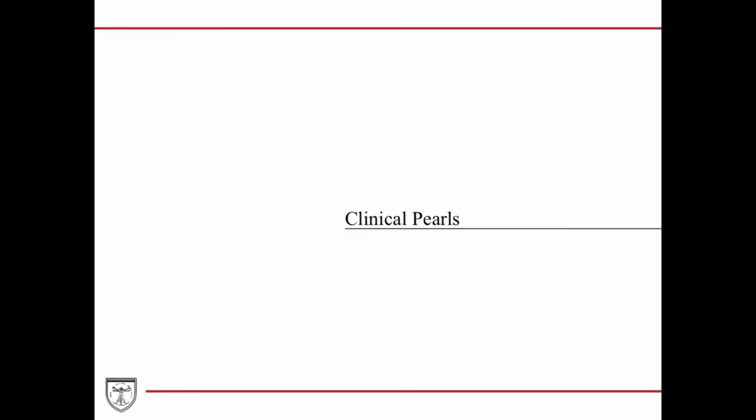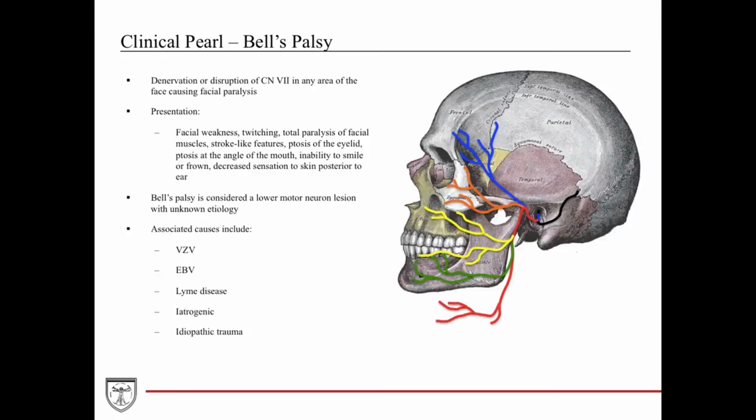So now we're going to go over some clinical pearls relevant to this chapter. When we talk about the facial nerve, you always got to talk about Bell's palsy. Bell's palsy is when you have denervation or disruption of the facial nerve in any way, for any reason, causing visible facial paralysis. It can present in multiple different ways, anything involving the facial nerve. You could have facial weakness, twitching, or total paralysis, almost like stroke-like symptoms.